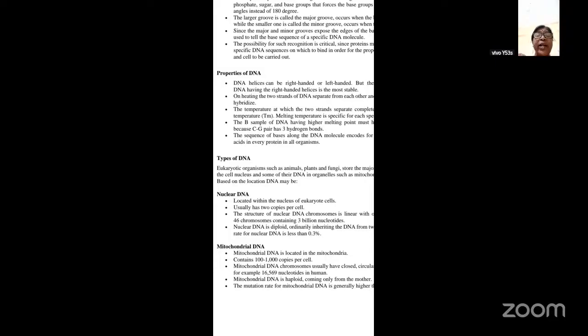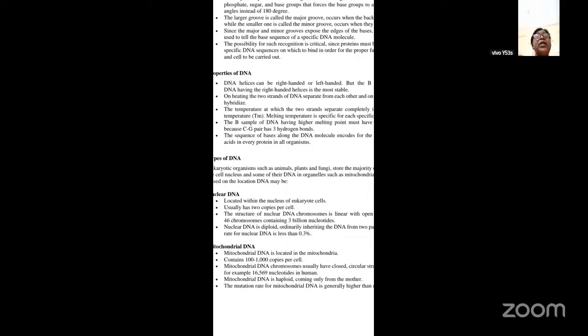Nuclear DNA is located within the nucleus of the eukaryotic cells. Usually it has 2 copies per cell, and the structure of the nuclear DNA chromosome is linear with open ends, and it includes 46 chromosomes containing 3 billion nucleotides. The nuclear DNA is always diploid, inheriting the DNA from the 2 parents. The mutation rate for nuclear DNA is less than 0.3%. So this is about the nuclear DNA.